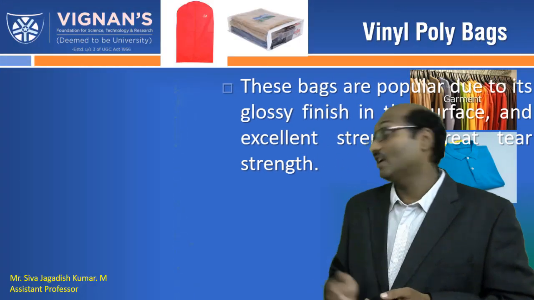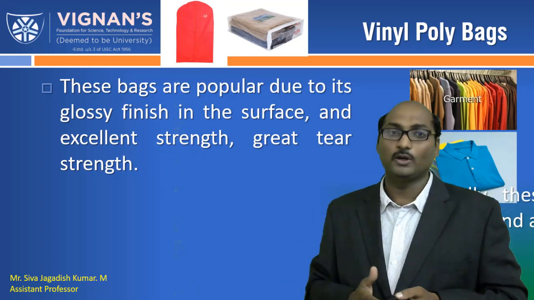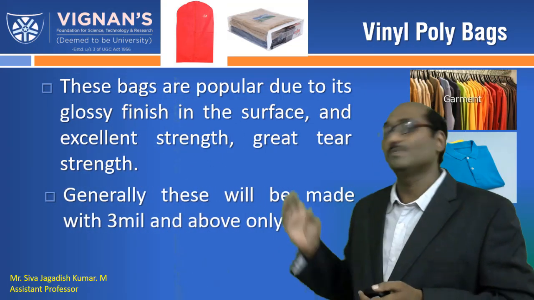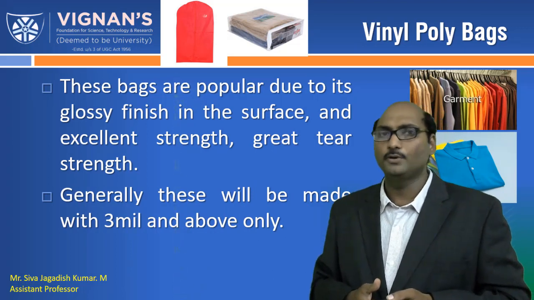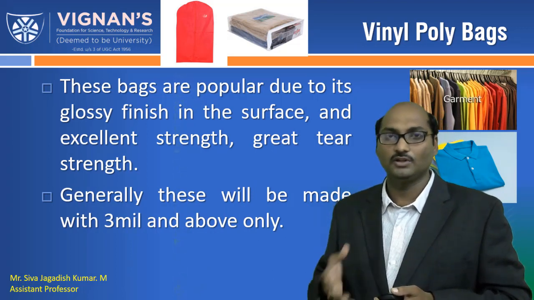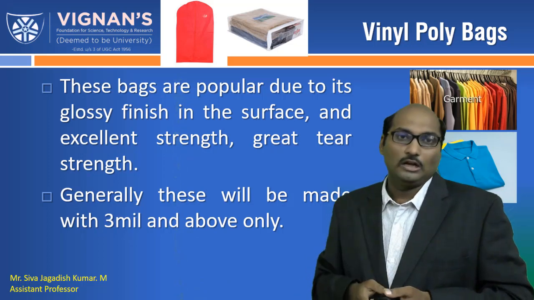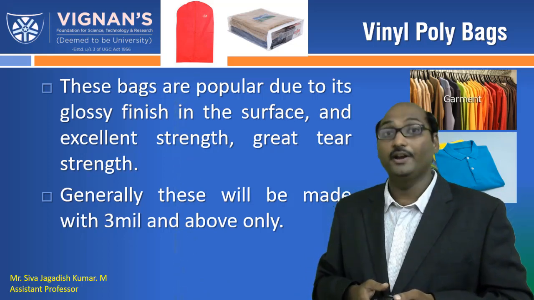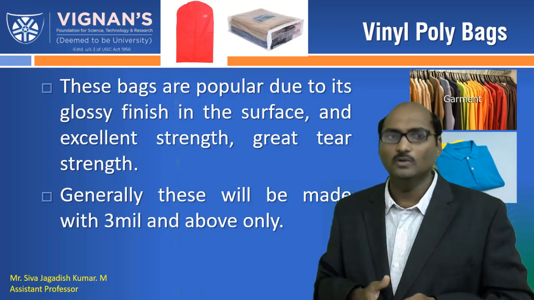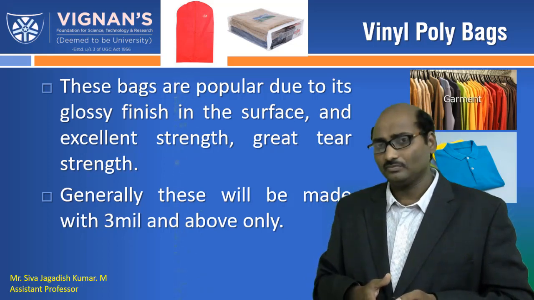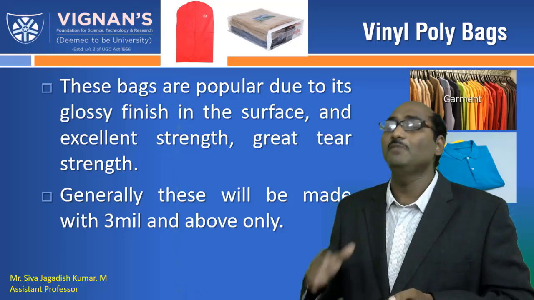But there are other types of vinyl poly bags, which are not normally made specifically. These bags are popular due to their glossy finish. They are very shiny, with excellent strength and greater tear strength, and are made with 5 mil and above. So generally, these will be made with 3 mil and above.